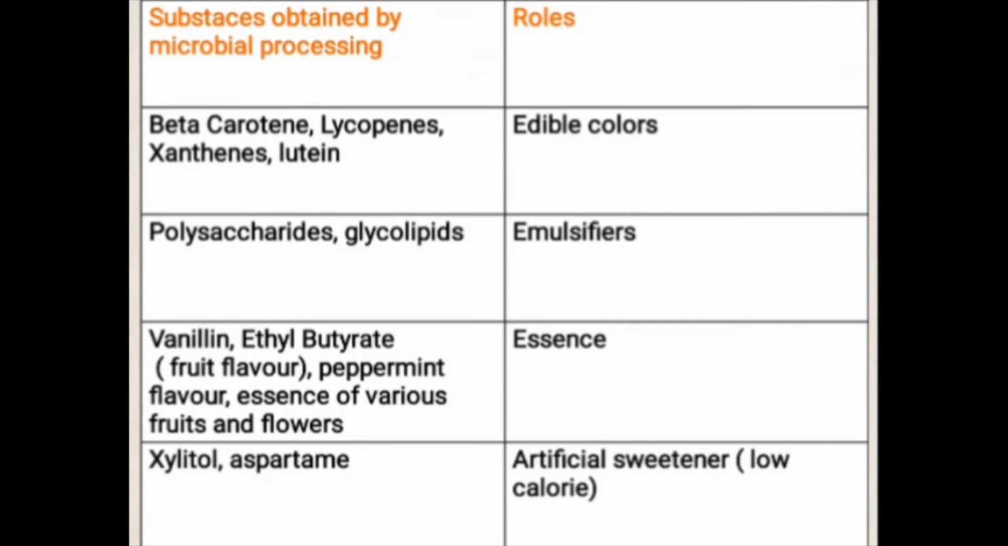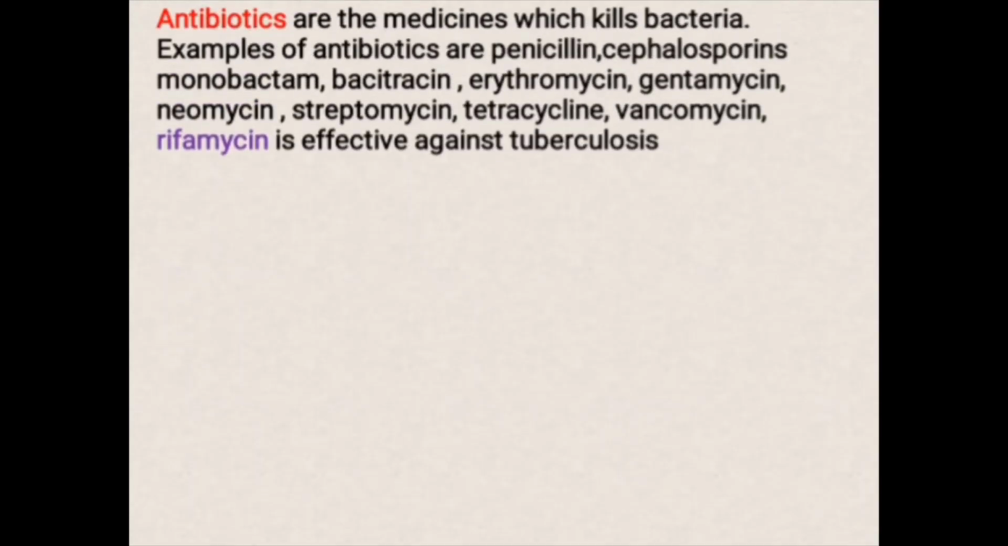Beta-carotene, lycopenes, xanthines, lutein are used as edible colors. Polysaccharides, glycolipids are used as emulsifiers. Vanillin, ethyl butyrate, peppermint, flavor, essence of various fruits and flowers are used as essence. Xylitol, aspartame are used as artificial sweetener. What are antibiotics? Antibiotics are the medicines which kill bacteria. Examples of antibiotics are penicillin, cephalosporin, monobactam, bacitracin, erythromycin, gentamicin, neomycin, streptomycin, tetracycline, vancomycin. Rifamycin is effective against tuberculosis.